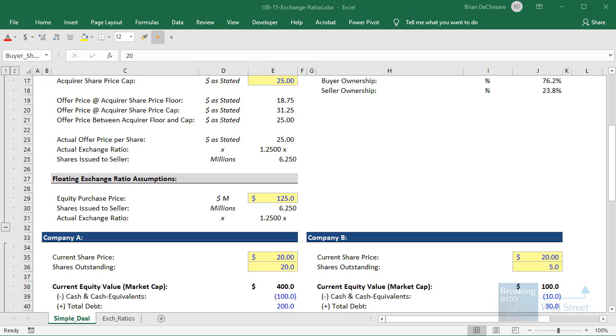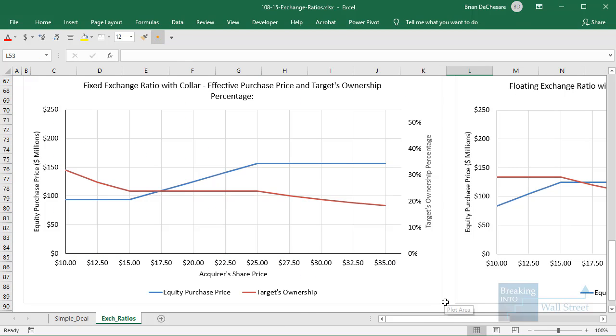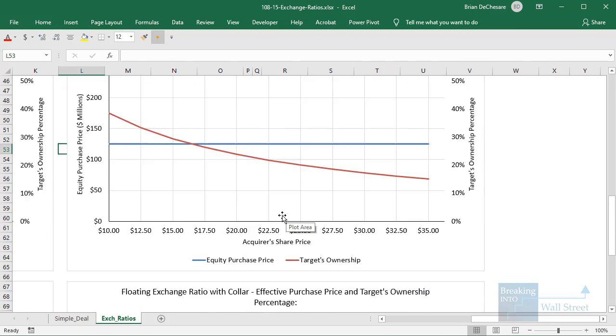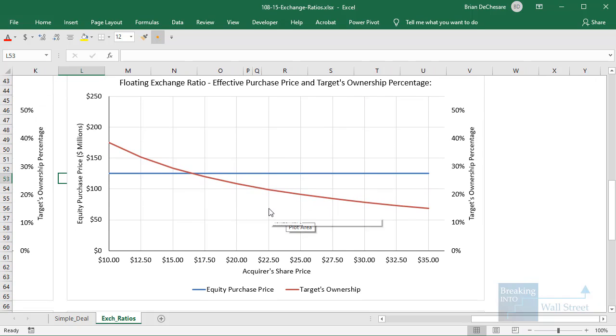Here's what this one looks like in Excel. I'll go over to the exchange ratios tab once again. So a standard floating exchange ratio looks something like this, where the target's ownership here keeps changing, that's the red line, as the acquirer's share price changes.